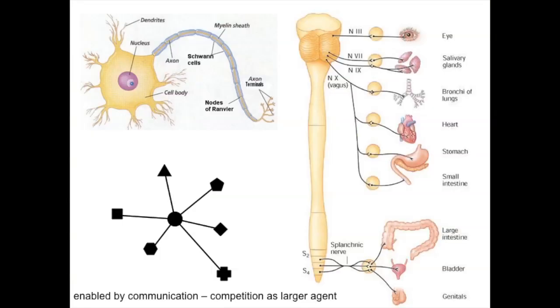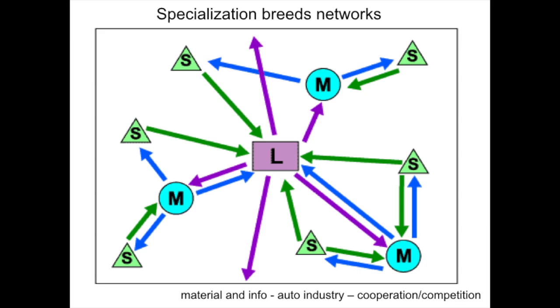It's also, specialization is really enabled by communication. Advanced life, animals and whatnot, were really enabled by things like the neuron, which allowed specialized cells to communicate over very long distances and open a much wider possibility space. One of the most important things about specialization is it breeds networks.